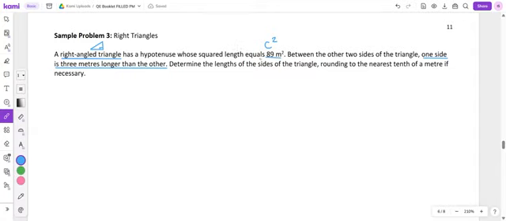Okay. A lot of stuff here. Right angle triangle, hypotenuse squared, one side, other side. What does nearest tenth mean? How many decimal places? 1 decimal place.